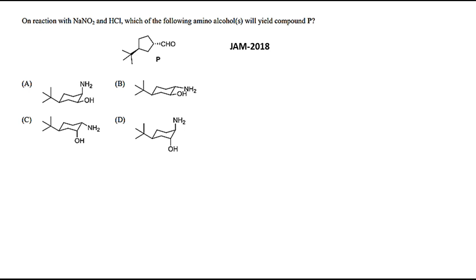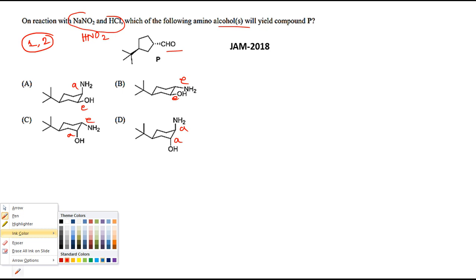Which on reaction with NaNO2 HCl, which is basically generating HNO2. Which of the following amino alcohol or alcohols, it may be more than one answer correct, will yield compound P? In compound P we have a CHO group, and in all the options it is an amino alcohol, that means NH2 group and OH group, present at 1 position and 2 position. But what is the difference? The difference is, here it is axial equatorial, equatorial axial, equatorial.